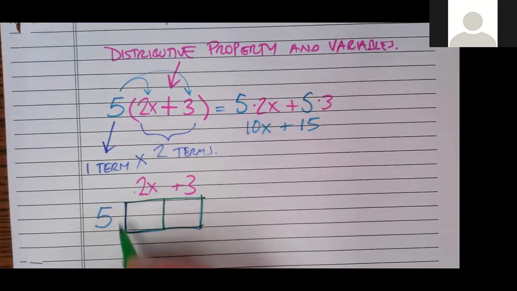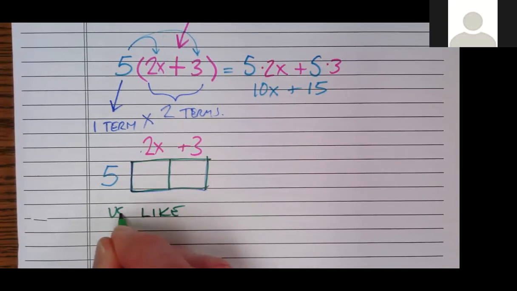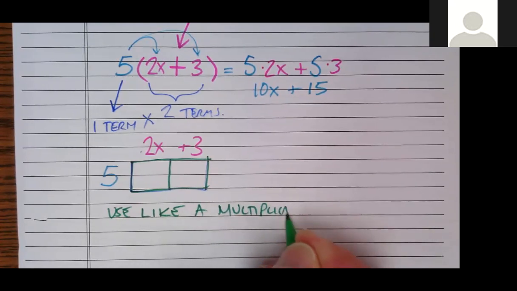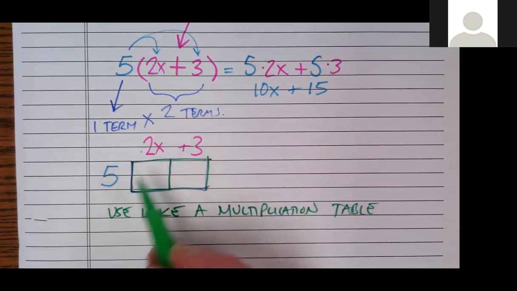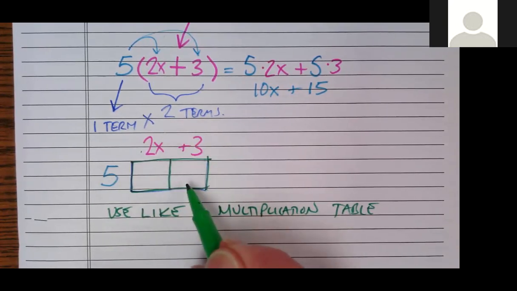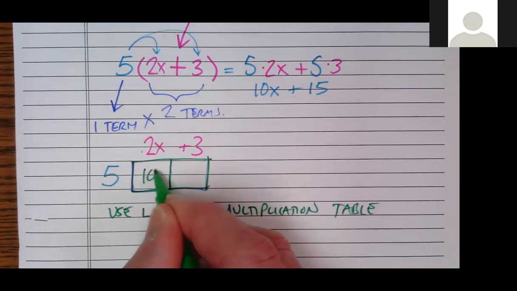So again, we use this like a multiplication table. And that means when we distribute this, I just write my answer here. 5 and 2x pair together for this one. 5 and 3 pair together for this one. So 5 times 2x is what goes in here. Tell me again, what's 5 times 2x? 10x is correct, so that goes in this box.